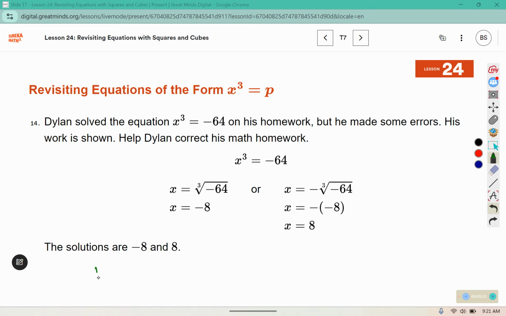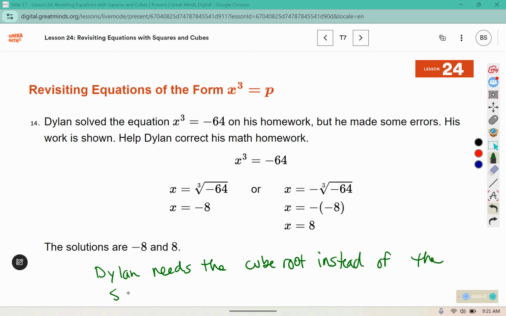So we're going to say Dylan needs the cubed root instead of the square root. The solutions, or the solution, because there's only one, is x equals -4.